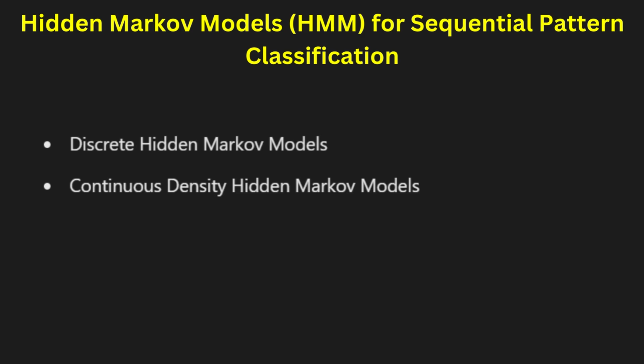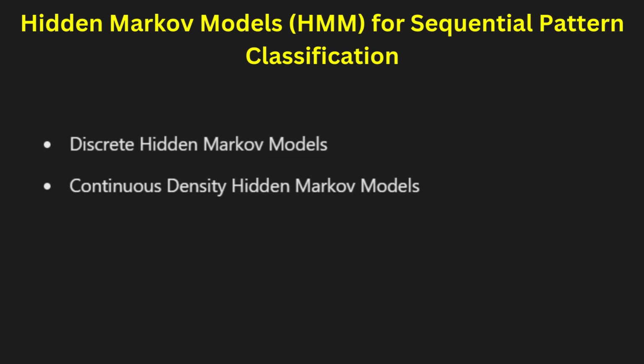So now, hidden Markov models for sequential pattern classification. Hidden Markov models are used for sequential data classification like text data, such as speech and handwriting recognition. Hidden Markov models are based on probabilistic state transitions, where the system moves between hidden states based on probabilities. There are two types: discrete HMM and continuous density hidden Markov models.